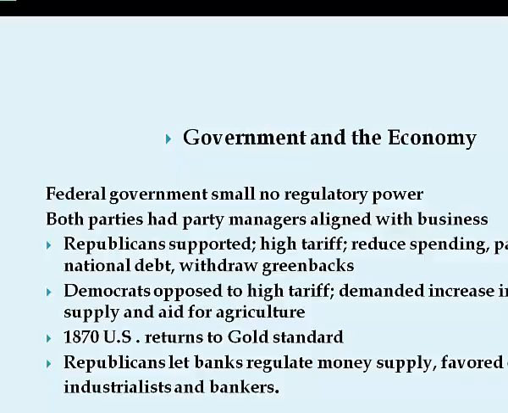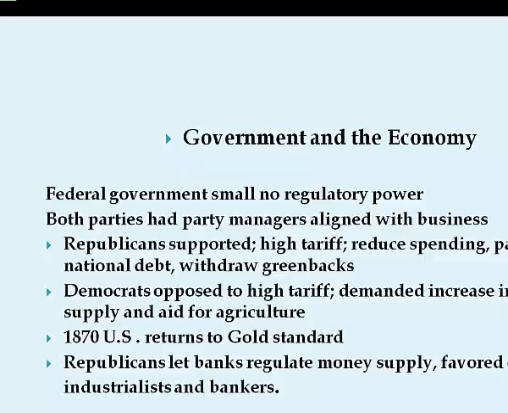Yet the political structure could not effectively control the rapid growth and economic transformation. The federal government remained small and had limited regulatory powers compared to what we've got today. And both parties became controlled by party managers closely aligned with the business interests. Republicans supported a high tariff to protect American industry, pursued a fiscal policy based on reducing federal spending, paying off the national debt, and withdrawing from circulation all greenbacks.